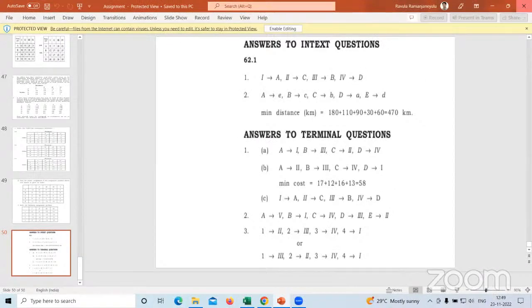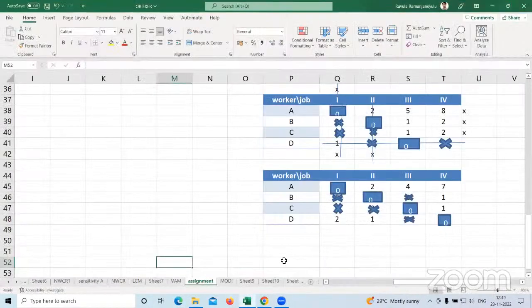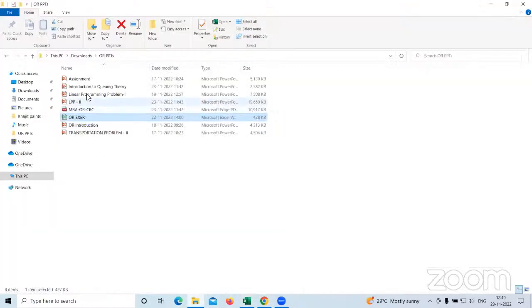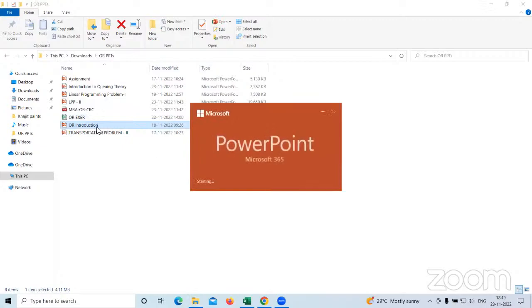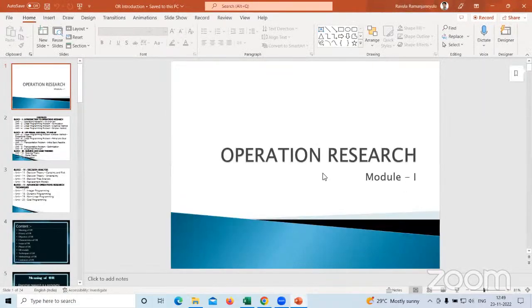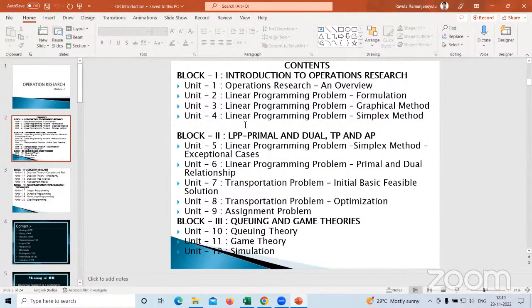So we discussed the assignment. We discussed block 1 and block 2. We finished block 1 and block 2. We'll be going for block 3.